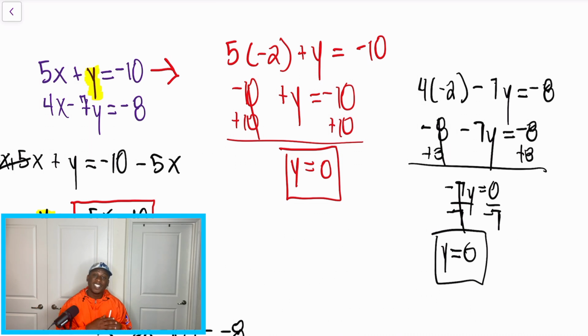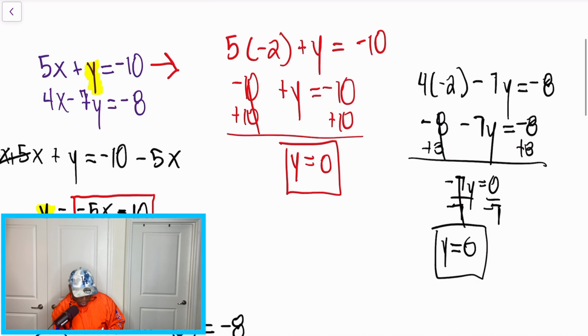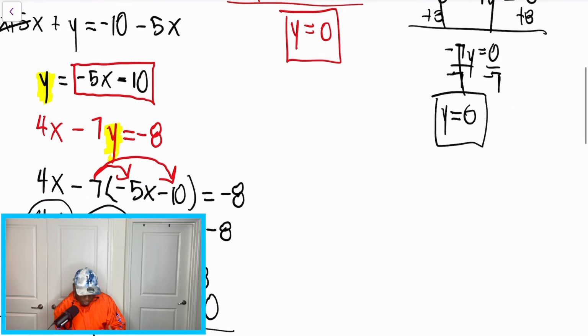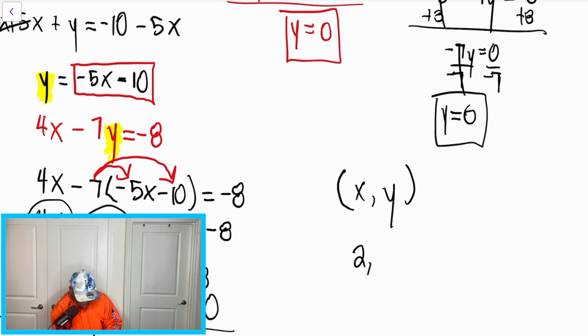What I want you guys to understand is that this is an ordered pair. When we talk about an ordered pair, that means we have parentheses. We're talking about a coordinate on the graph, x, y. So right here, guys, the solution to the system of equations would be negative 2, 0.